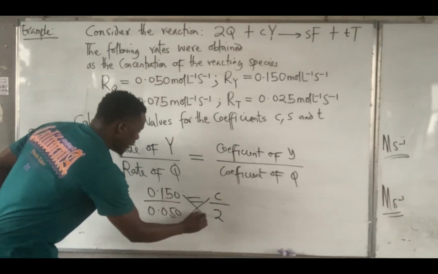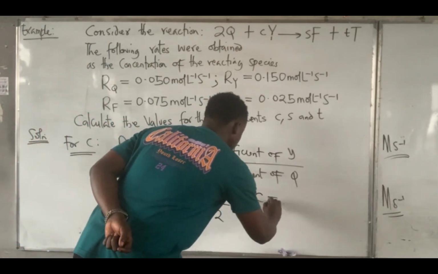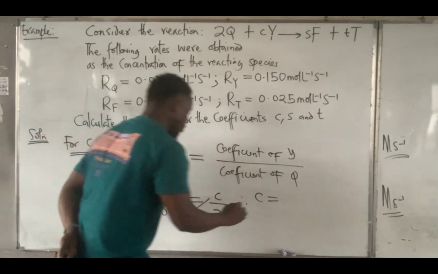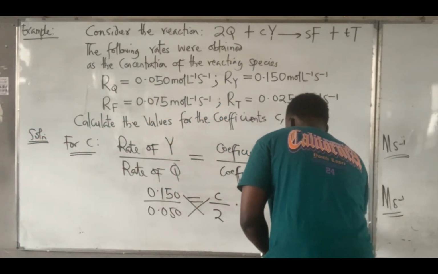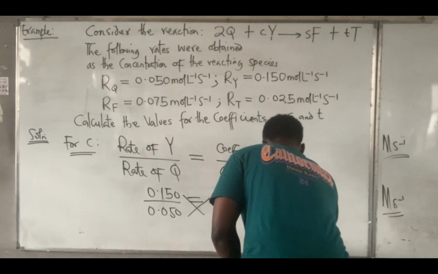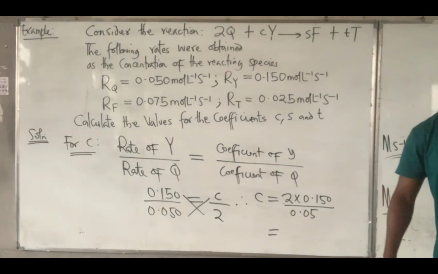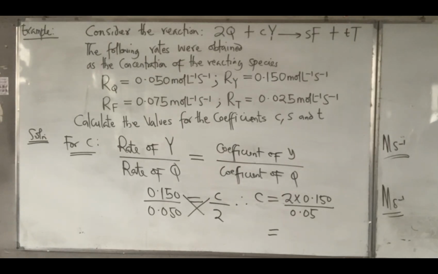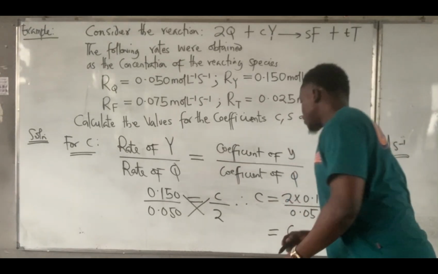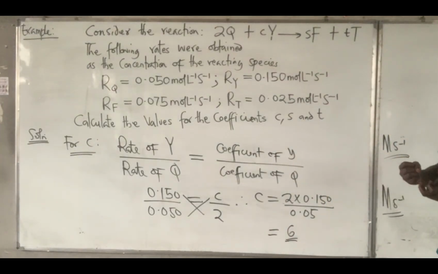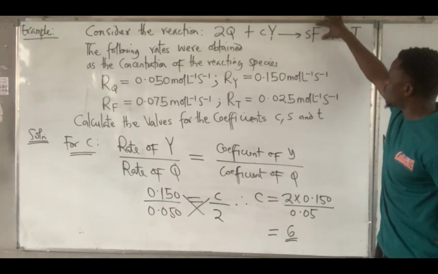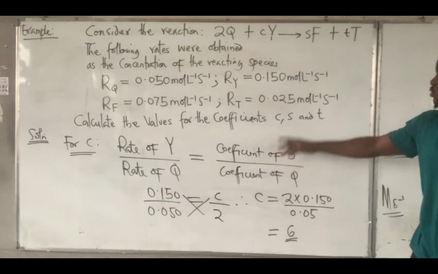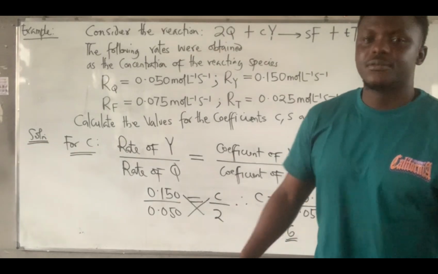If you cross multiply, C becomes 2 times 0.15 divided by 0.05. Your calculator, please. The answer is 6. So C is 6. When I'm done with C, I can use this one to get the next, or I can still equate to Q. So please write so that we can solve for S.